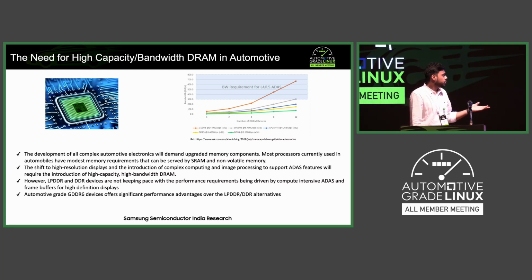There are a lot of DRAMs: DDR, LPDDR, GDDR. We have seen that LPDDR and DDR have been used by many of the processors in ADAS and image processing, but with the latest article posted, this was the test done. The automotive grade GDDR6 has a significant advantage over the LPDDR and DDRs in this industry, because it helps with GPU computations also. So automotive grade GDDRs are more performance efficient in comparison to other DDRs.